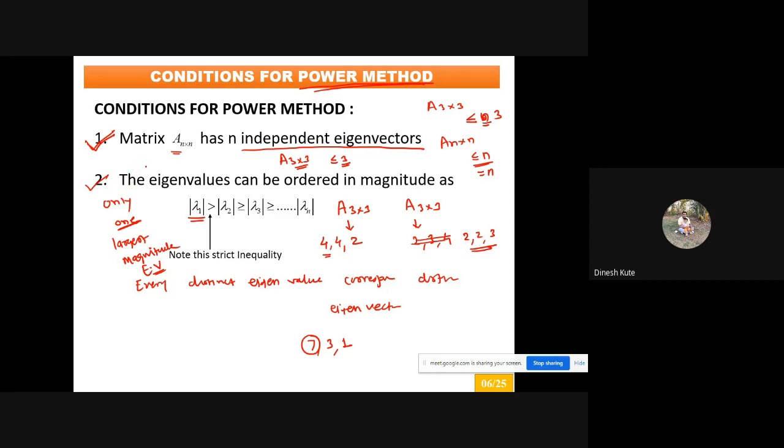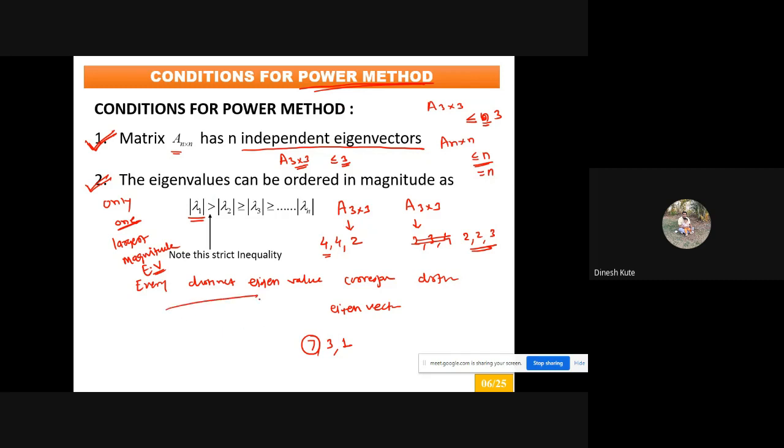Independent eigenvectors, have you ensured that? Have you ensured that all those eigenvalues must be distinct? That is one way to ensure this first condition. And second is that the matrix must have a unique largest eigenvalue. Only then will the power method work there, otherwise the power method will fail.